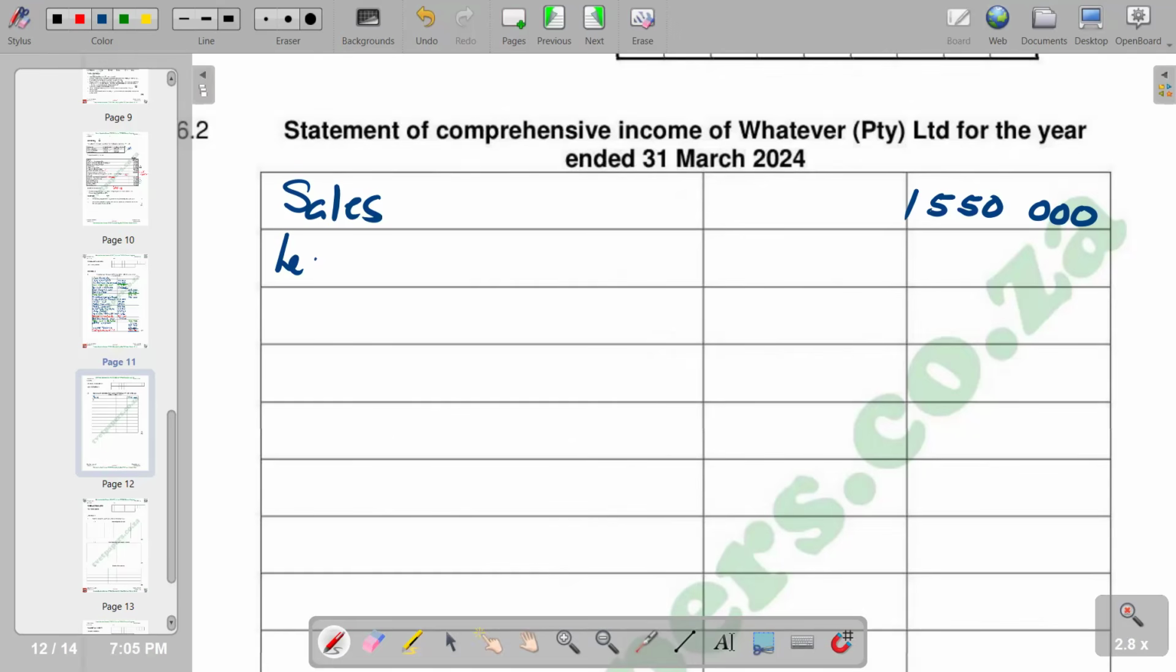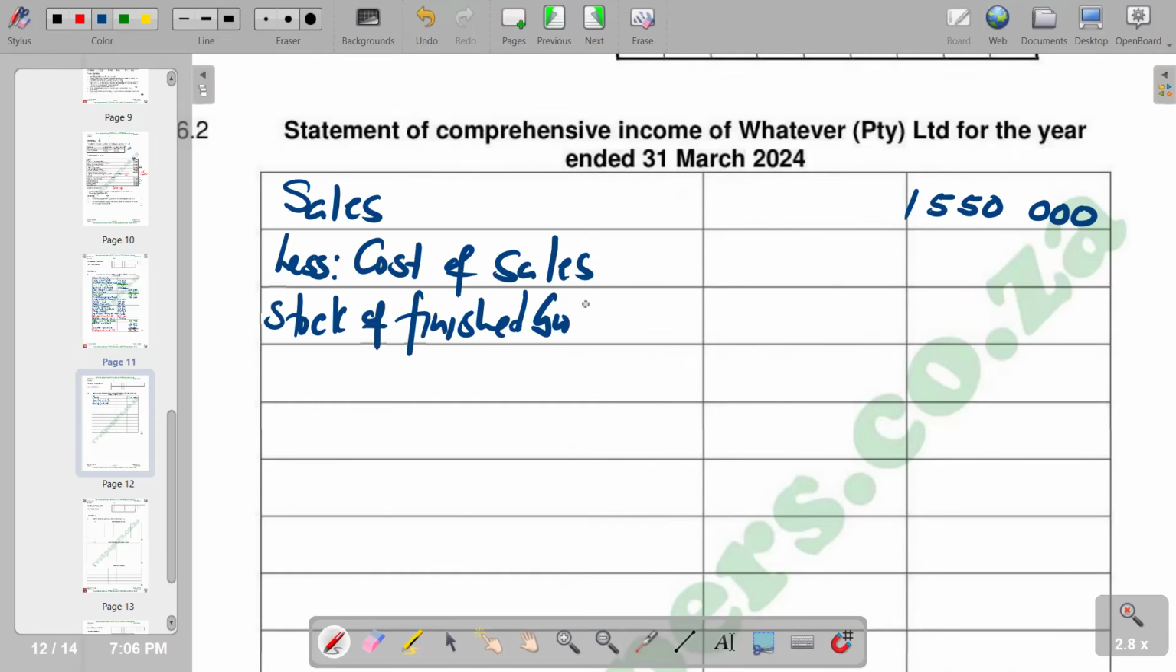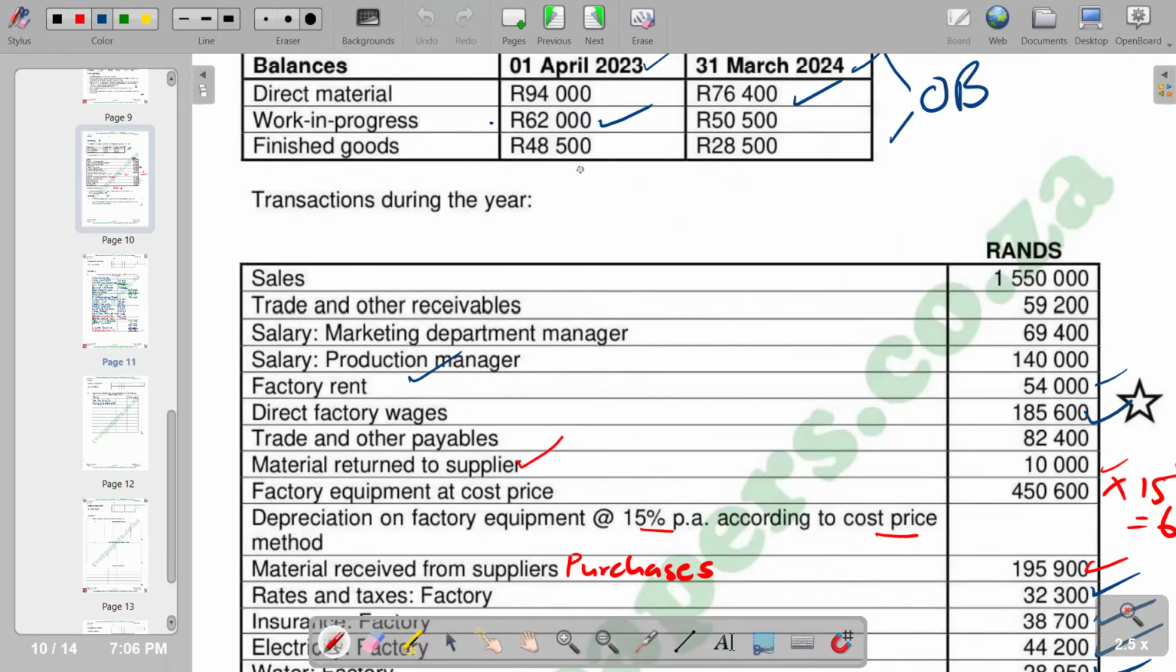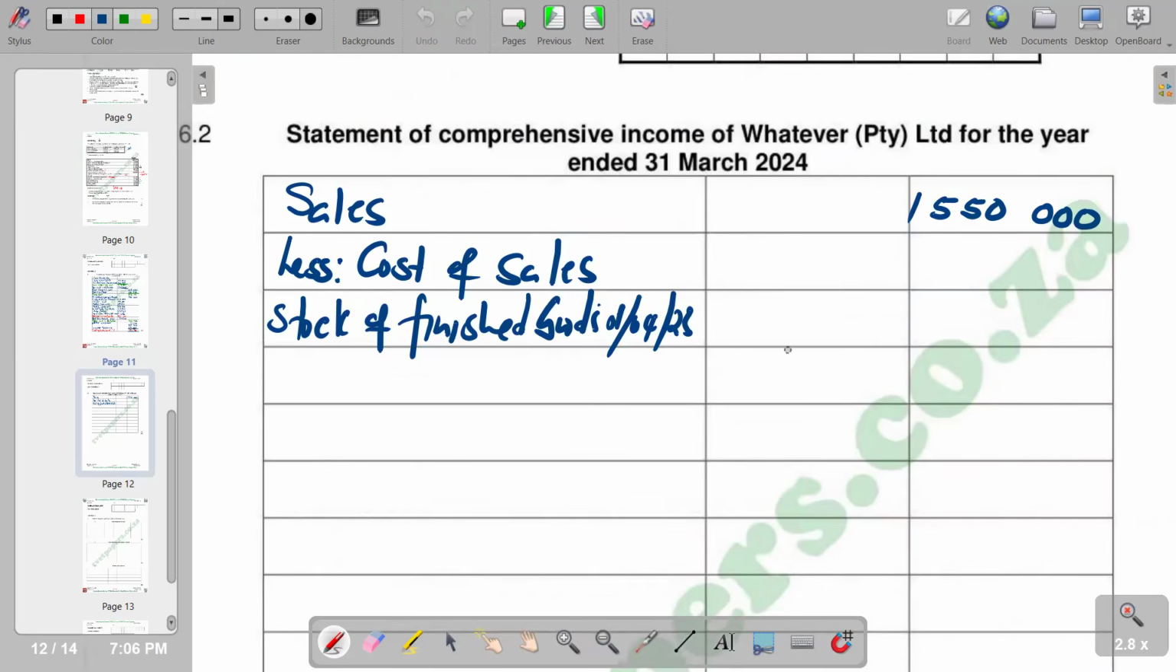And then from there, we go to less cost of sales. On less cost of sales, we are supposed to calculate the cost of sales. I will start with stock of finished goods, that is the opening balance of stock of finished goods. So we're saying stock of finished goods, and the date is supposed to be 01 04 2023. And we check in terms of the opening stock of finished goods that we're given, it is 48,500.